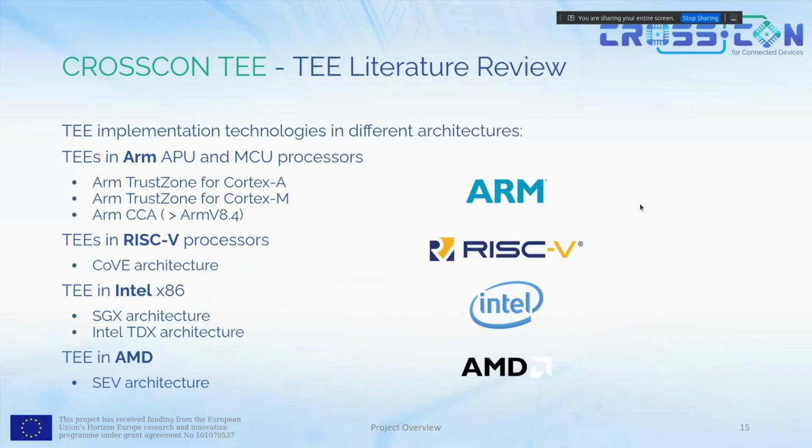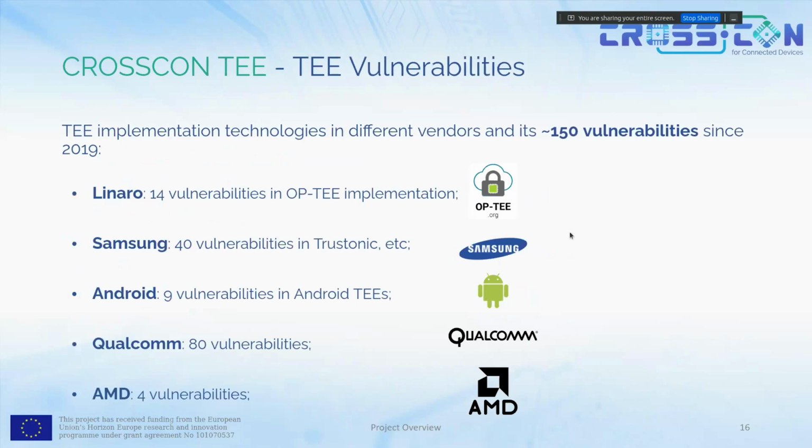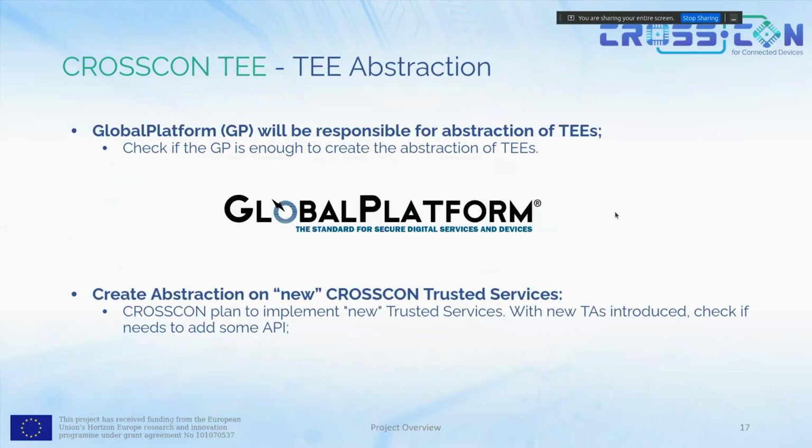So, considering the literature review, CrossCon has already explored different implementations and architectures like ARM, RISC-V, Intel, and AMD. CrossCon has already collected and analyzed several TE vulnerabilities, going through several sources like security bulletins and CVE websites. More specifically, these vulnerabilities are present in several TEs of different vendors. Regarding TE abstraction, CrossCon will consider the GlobalPlatform specification and will create this type of abstraction on the new CrossCon trusted services by checking if they comply with the GlobalPlatform specifications.